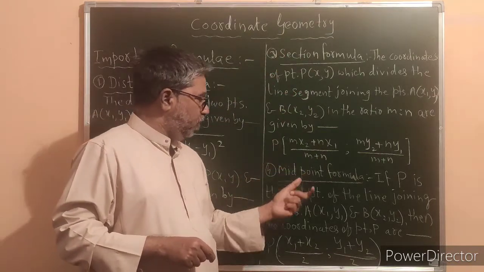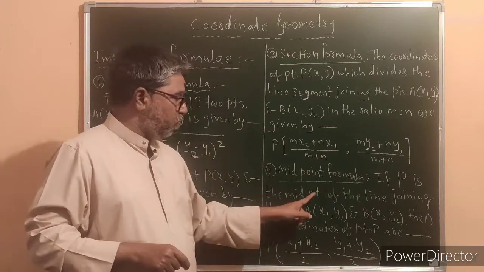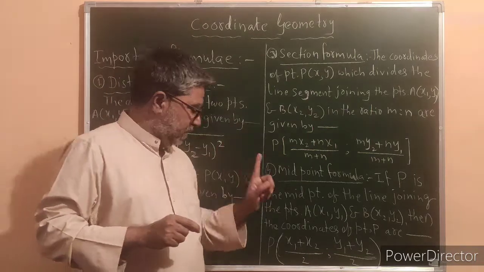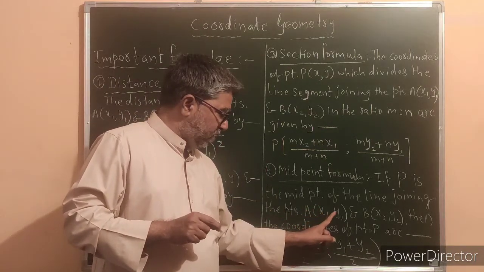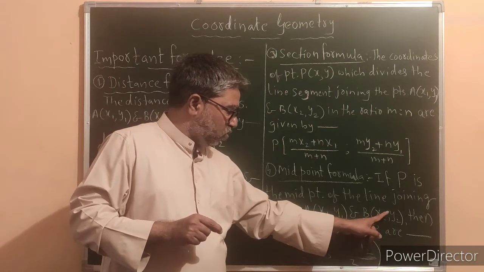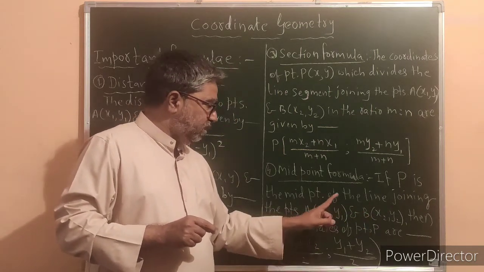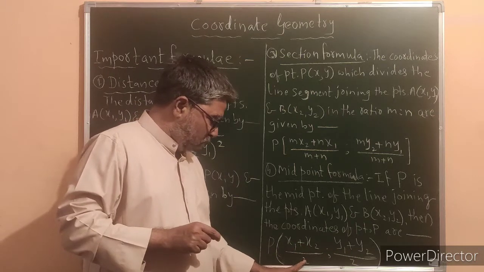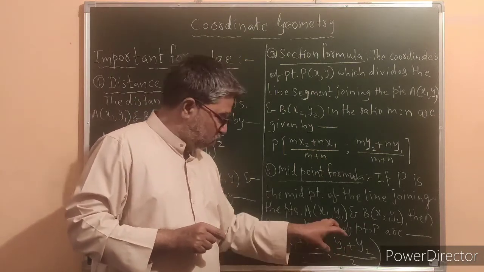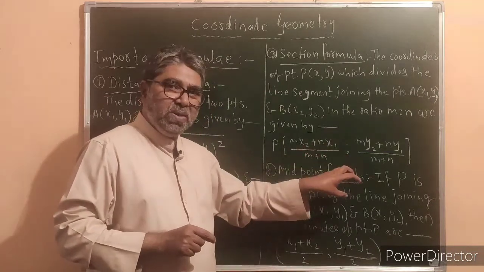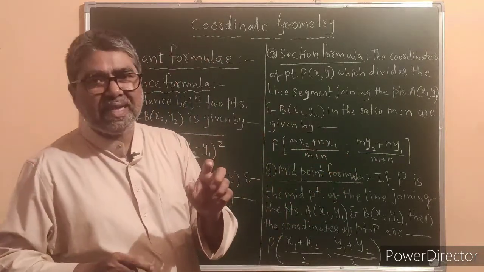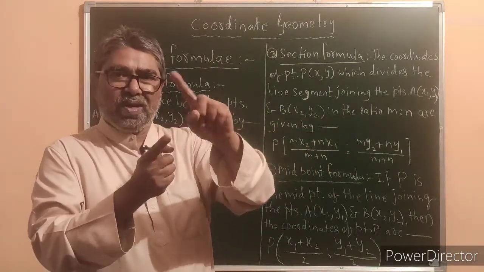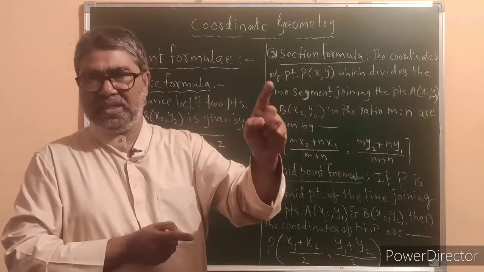Now the fourth formula is the midpoint formula. If P is the midpoint of line segment AB, where A has the coordinates x1, y1 and B's coordinates are x2, y2, then the coordinates of point P will be (x1 plus x2) upon 2 and (y1 plus y2) upon 2. So this is called the midpoint formula, if point P is the midpoint of the line segment joining two points A and B whose coordinates are x1, y1 and x2, y2 respectively.